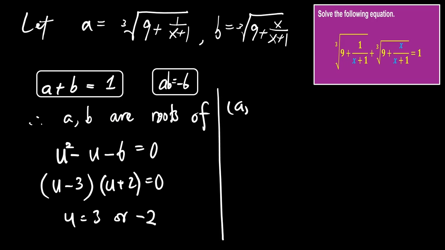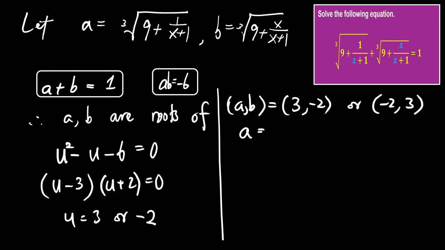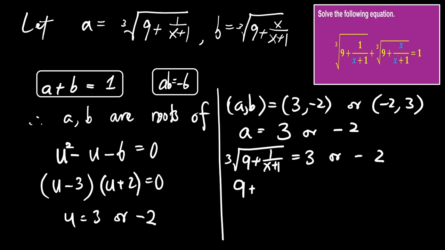This means that a, b equals 3, negative 2 or negative 2, 3. Each of the cases will give me the same answer. This also means that a is either 3 or negative 2. And a equals the cube root of 9 plus 1 over x plus 1, which equals 3 or negative 2. So 9 plus 1 over x plus 1 equals 27 or negative 8.